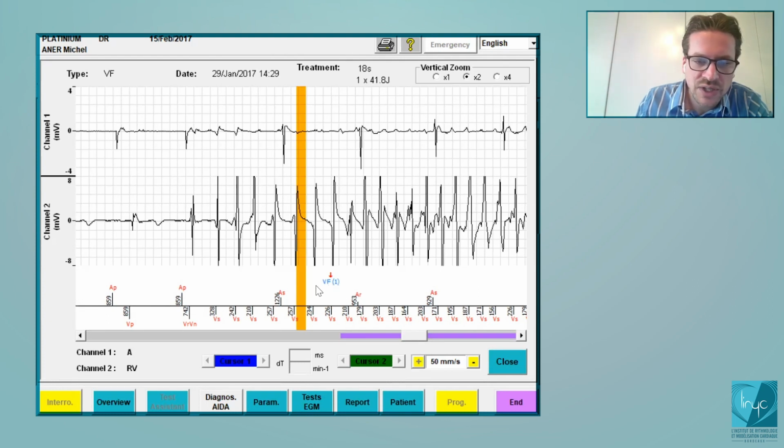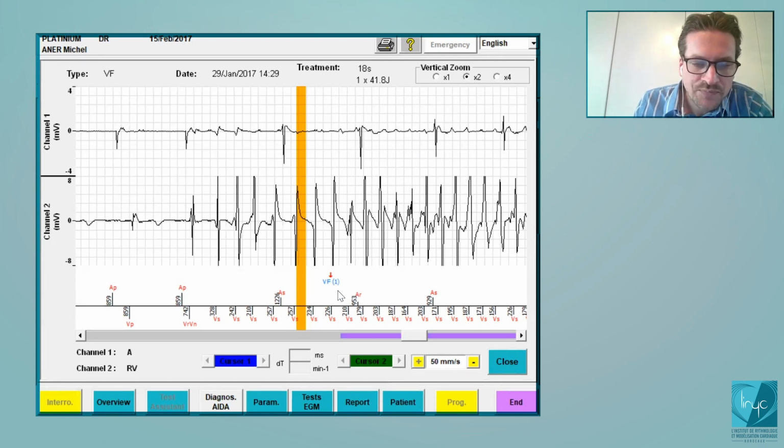So no discrimination, just 6 fast events out of 8. The other algorithm, which is also working, is to see whether it's in the fast VT zone and whether it's stable. But in this case, it's not a fast VT because it's just too fast. So no ATP will be attempted.